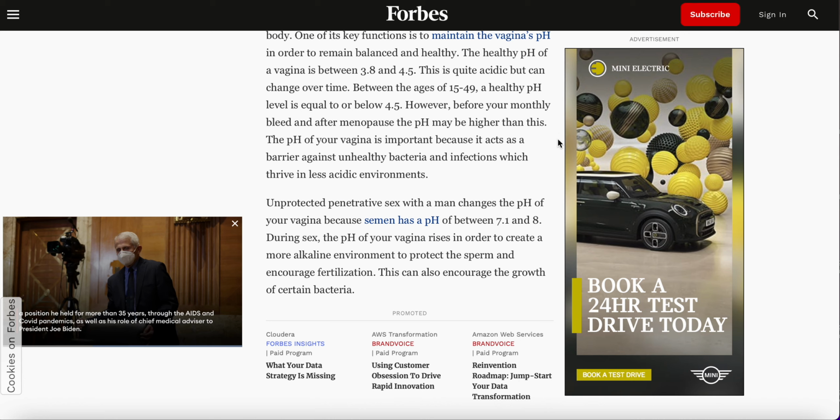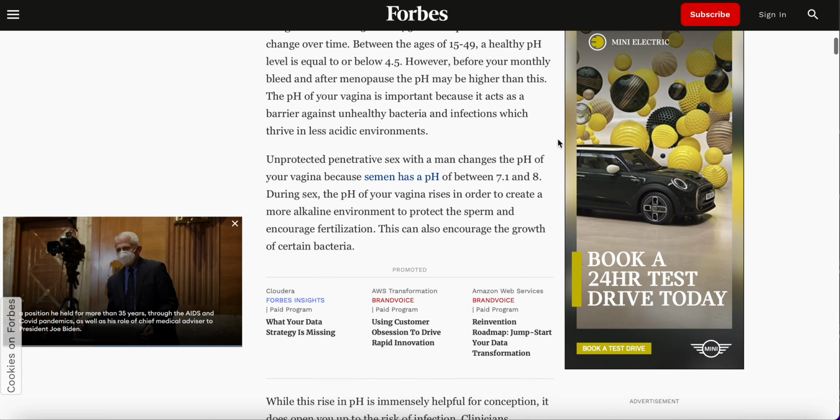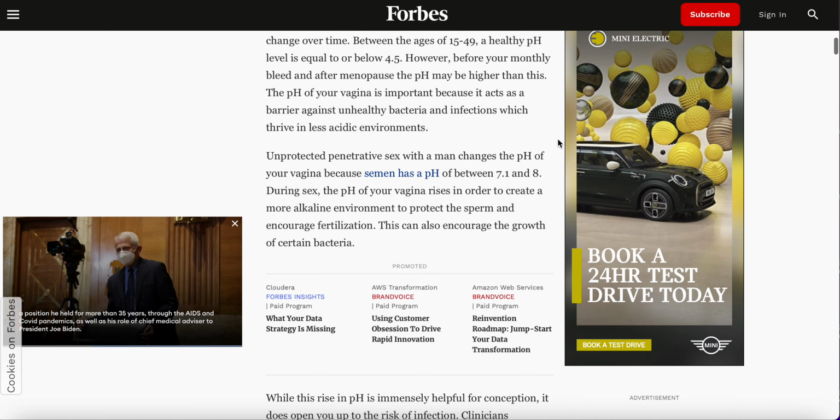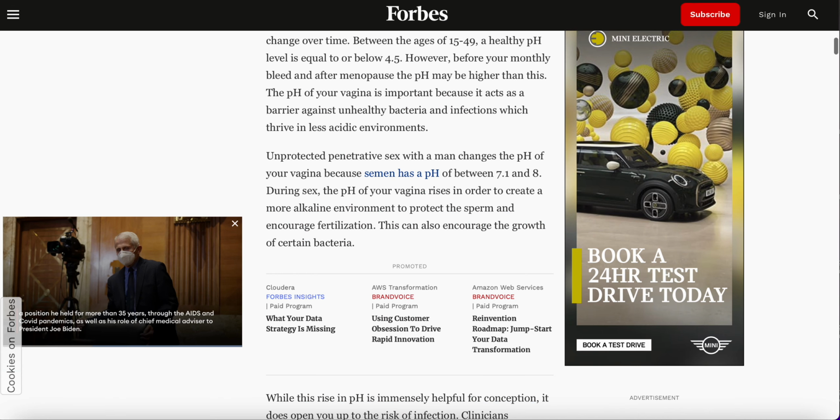The pH of your vagina is important because it acts as a barrier against unhealthy bacteria and infections which thrive in less acidic environments. Unprotected penetrative sex with a man changes the pH of your vagina because the semen has a pH of between 7.1 and 8. During sex, the pH of your vagina rises in order to create a more alkaline environment to protect the sperm and encourage fertilization, which can also encourage growth of certain bacteria.